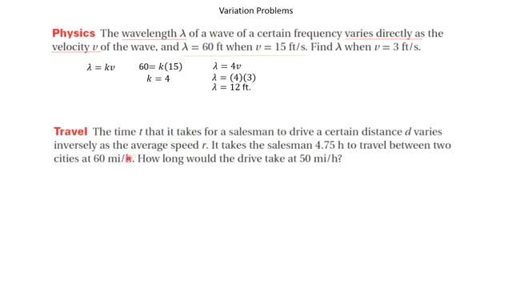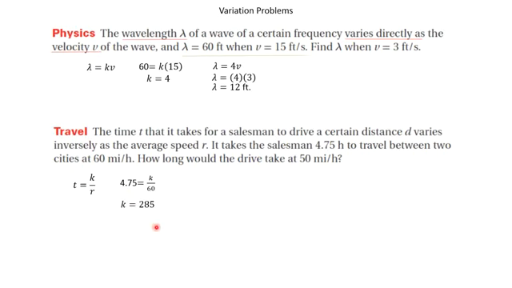If we look at an inverse one, the time t it takes for a salesman to drive a certain distance d varies inversely as the average speed r. That would be time t varies inversely as the average speed r. So t equals k over r. Then we have a point here. We have a time and a rate. So we have 4.75 and 60. So we can set that up.